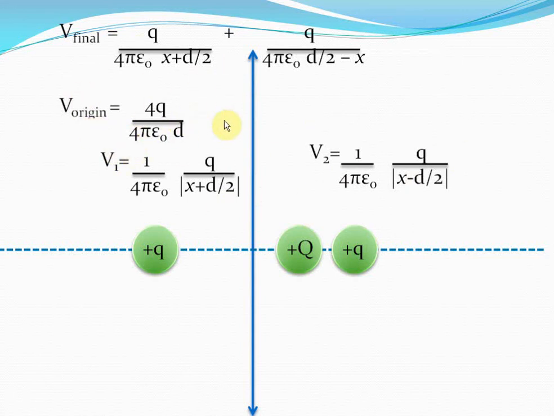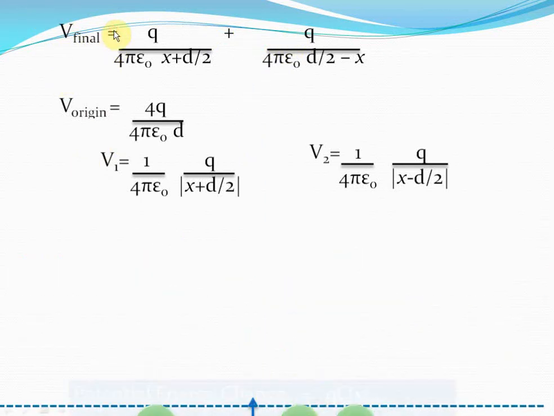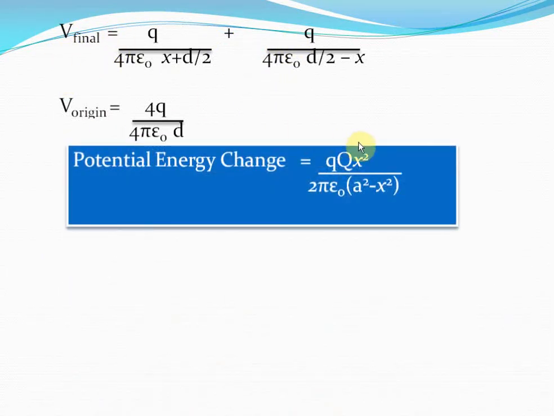When you simplify and subtract v origin from v final and then multiply that expression by the magnitude of the charge Q, that will give you the potential energy change of the charge capital Q when it is displaced by distance x from the origin. Now one fascinating phenomenon here is that x is given to be very small in comparison to d. Note that d, the distance between the two charges, is given to be 2a in this case, since the charges are located at a comma 0 and minus a comma 0. So when I substitute d by 2a, this is the final expression of the potential energy change that I get.